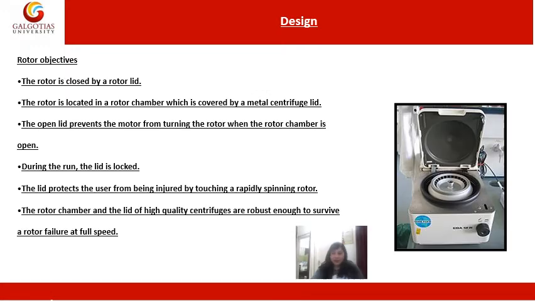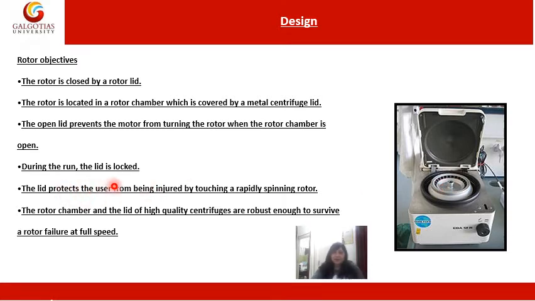On this slide, I am showing you the design of the basic centrifuge. The rotor is closed by the rotor lid. You can see here, this is the lid of the rotor. The rotor is located in a rotor chamber which is covered by a metal centrifuge lid. This is a rotor, this is a rotor lid, and this is a lid. And this is a chamber on which the rotor is placed.